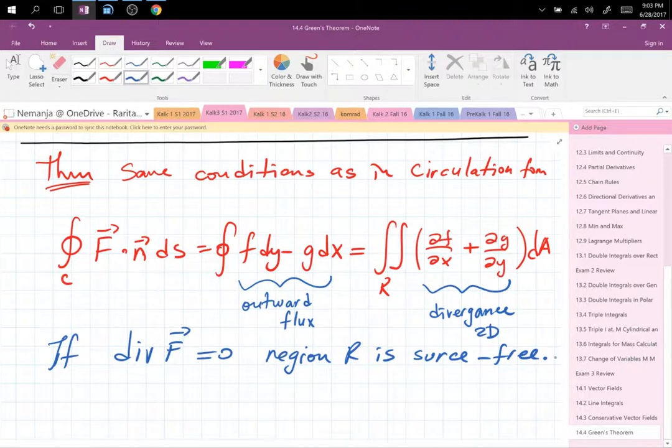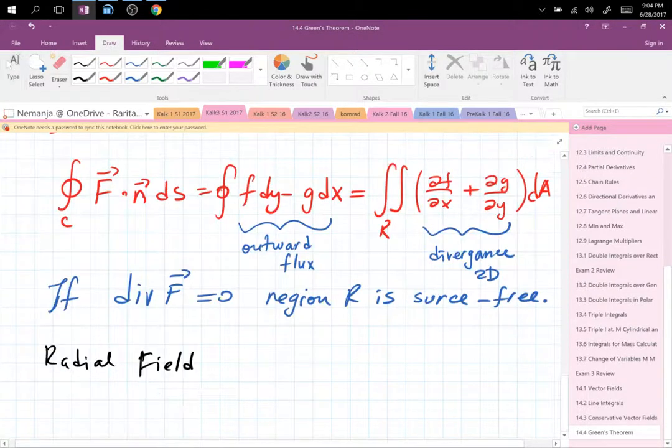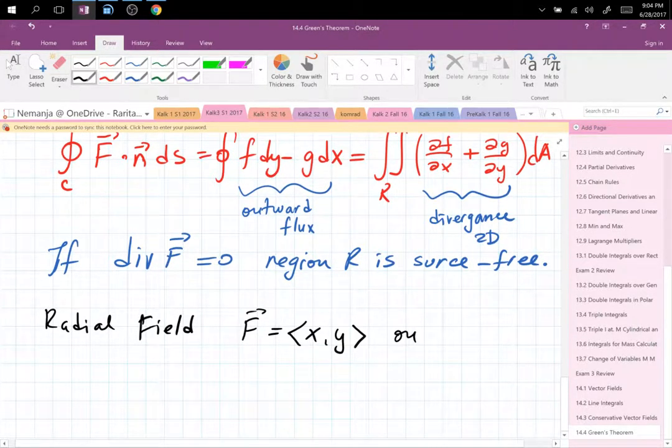So the clear example here must be a radial field, which gave us 2 pi earlier in 14.2. We can start with that as the introductory example. We look at the radial field. We know we have to get 2 pi because that's what we got yesterday. So a radial field F, which is given as xy. It's the simplest radial field you can get. On your curve C, which is the unit circle, still a good old unit circle.